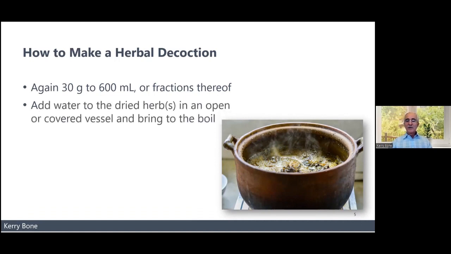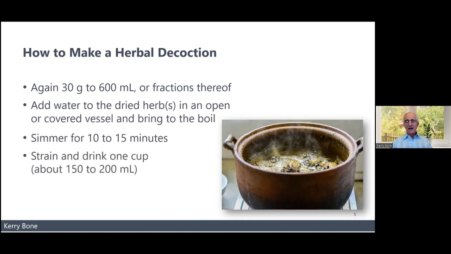You add water to the dried herbs in an open, or it can be a covered vessel if you're concerned about volatiles, and you bring to the boil. And you simmer for 10 to 15 minutes. And you strain and drink 1 cup. And if you've made 600 ml, like with an infusion, the rest is put aside for the day and drunk on the day at a later stage.